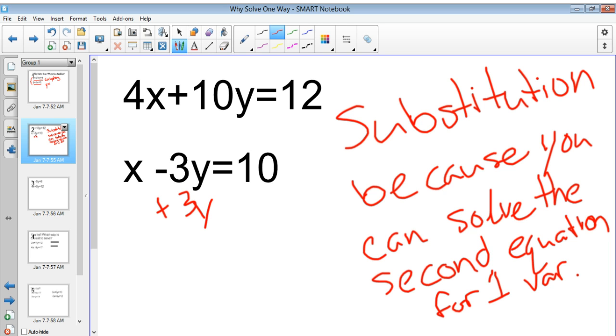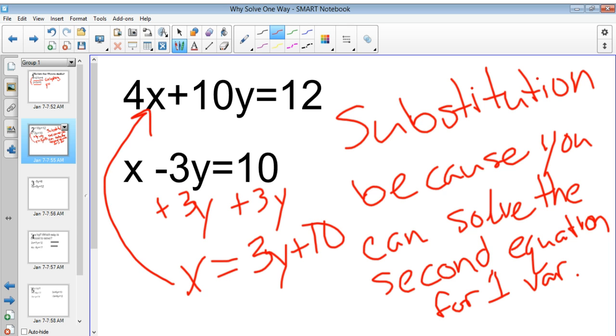We could solve this for x, and then I would have x equals 3y plus 10, and then I can just substitute that in. This kind of problem is going to lend itself to an easy substitution just because we can solve for x, or we can plug it in and solve for y very easily and then solve back for x in the end. So I'm going to use substitution if I can solve for one variable.